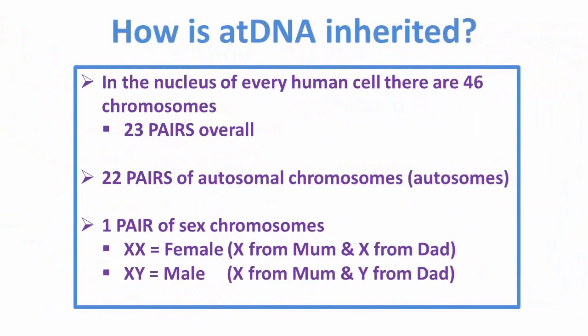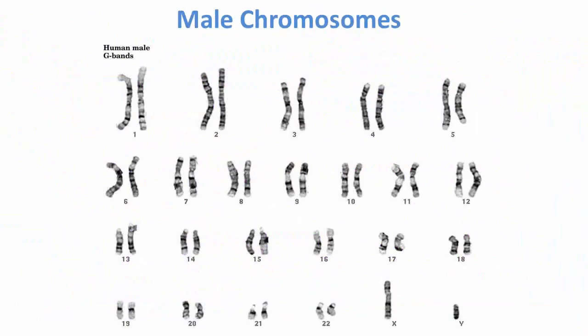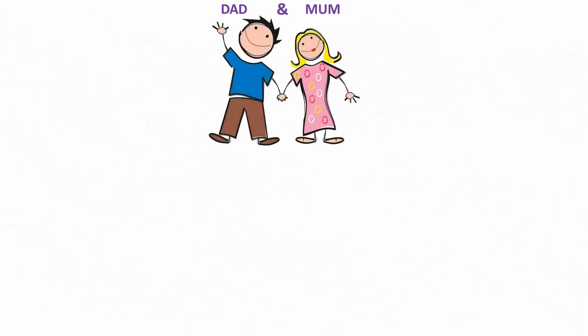If you get 2 X's, you're female. If you get an X and a Y, the Y coming from your father, then you're male. And this is what they look like. As you can see, there they are in their pairs. Chromosome 1 is the largest, and they get progressively smaller as the numbers increase, with chromosome 21 actually being the smallest, followed by chromosome 22. MyHeritage tests don't report on the X chromosome, and Y chromosome tests are completely separate.